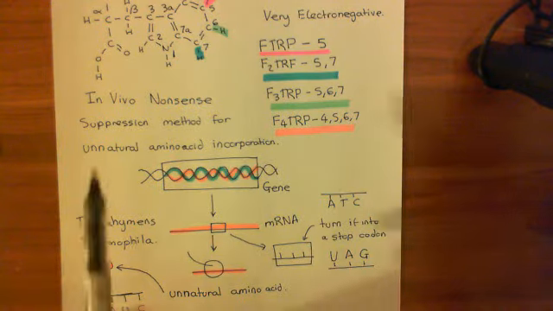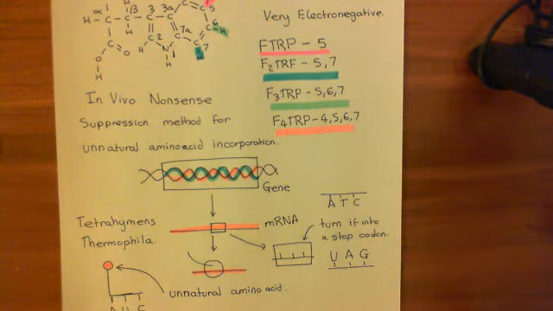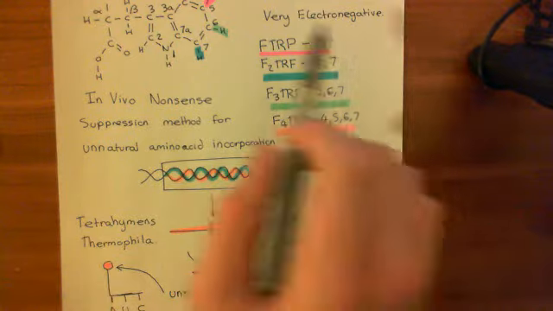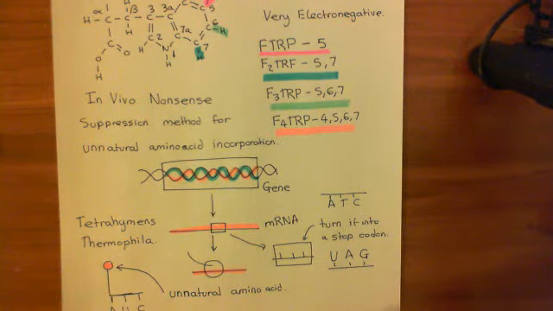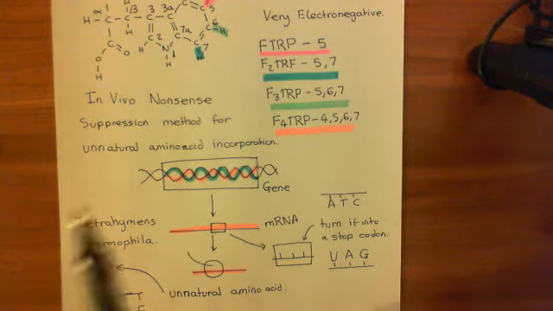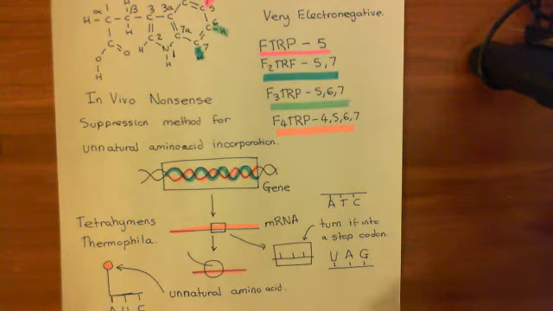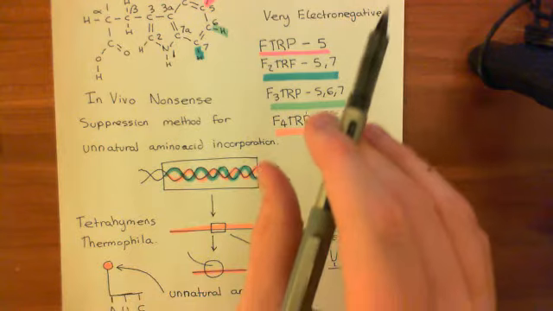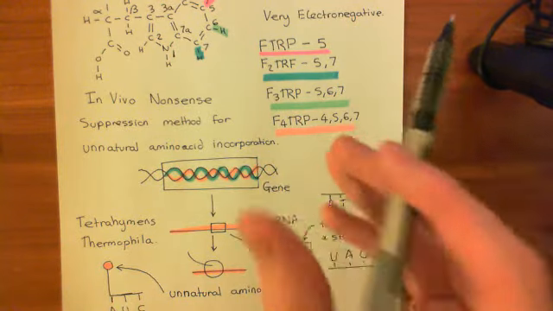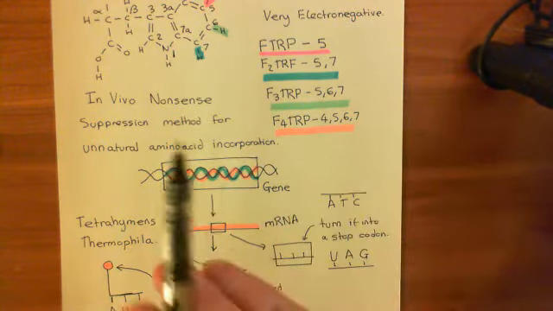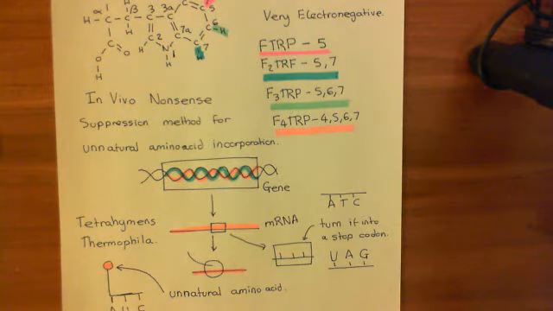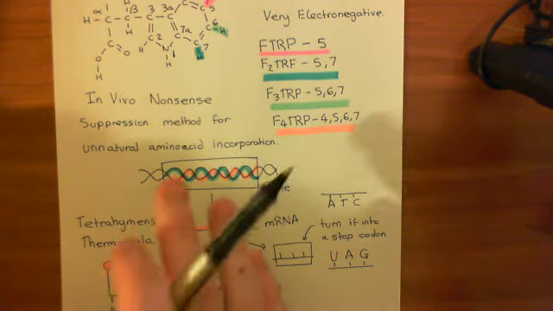And I think in some ways the in vivo nonsense suppression method for unnatural amino acid incorporation is in some ways more important than the actual understanding of the nicotinic acetylcholine receptor, because this is a really, really clever way of incorporating the exact amino acid you want. And the science may well change. Our understanding of the nicotinic acetylcholine receptor may change. We don't know. But the method is true science. So I hope you've enjoyed seeing the experimental method.